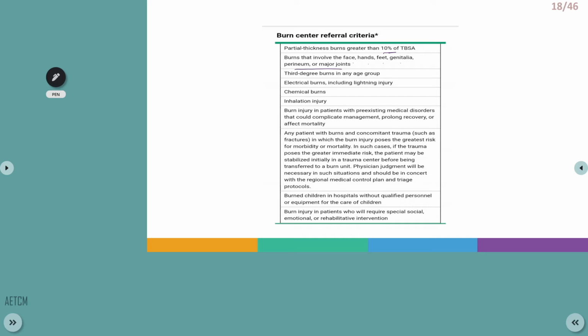Then if the patient has any chemical burns, inhalational injury, or any pre-existing medical disorders that can complicate the management, prolong the recovery, or cause mortality. Then any patient with burns associated with trauma, depending on the severity of the trauma, we need to plan on referring. Or if the patient is a child and the center where the patient is managed initially doesn't have the facility to manage children, such children should be referred. And any burns to a patient that is affected socially, emotionally, or any rehabilitative intervention, if at all required, should be referred to a burn center.